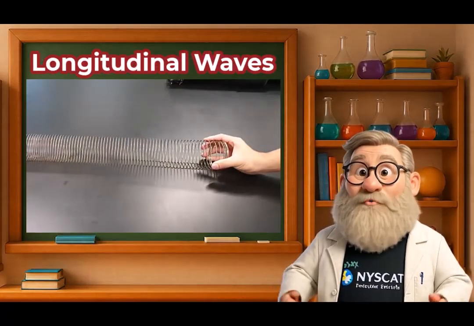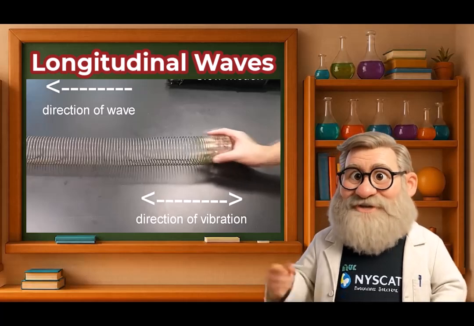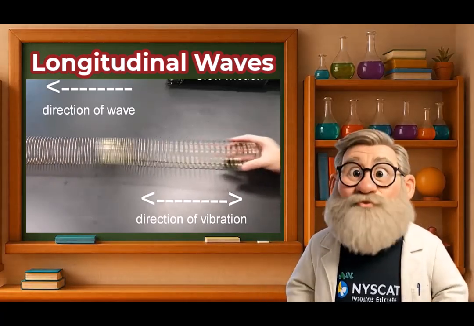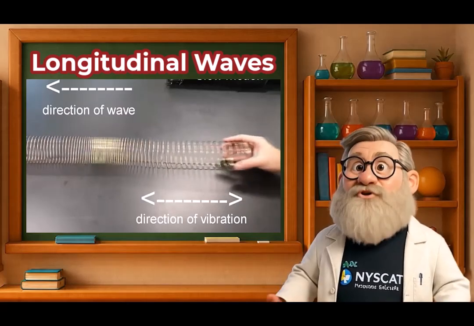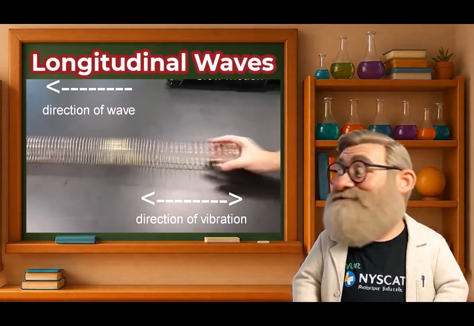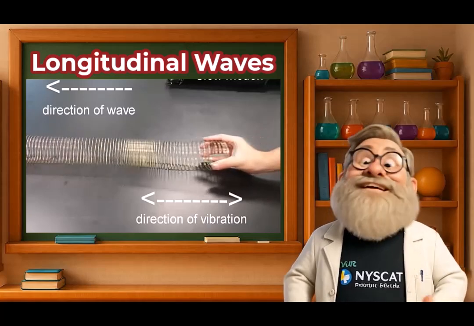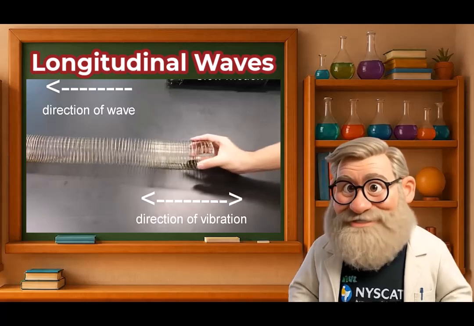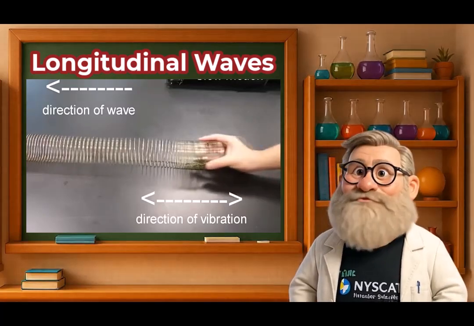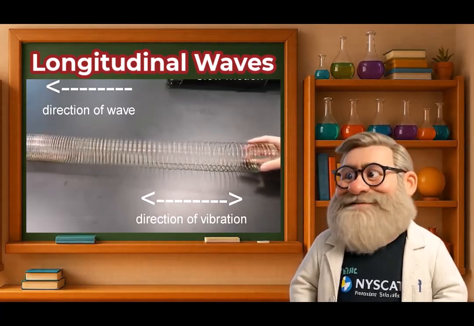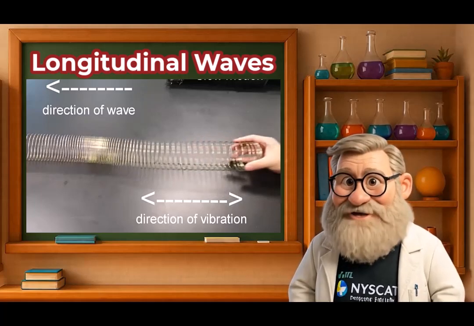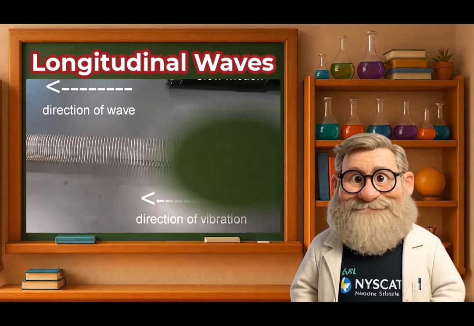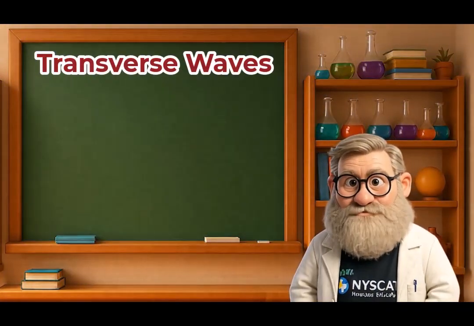In a longitudinal wave, the particles move parallel to the direction the wave is traveling. A great example is sound. If you push a slinky back and forth, you'll see areas where the coils bunch together and spread out. That back and forth motion is what carries sound to your ears. So while both types of waves move energy, they do so in different directions, something that affects how they interact with matter. Let's take a closer look at transverse waves.